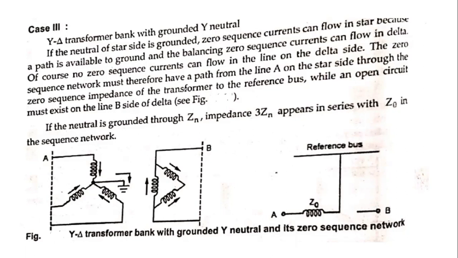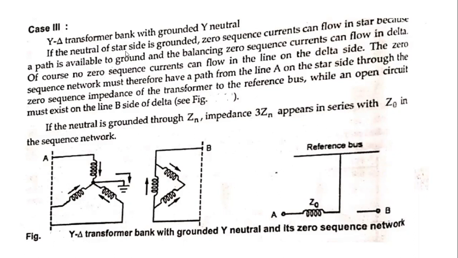But star means this is grounded. For that reason, we are connecting like this. This is the zero sequence reactance diagram: star-delta with star grounded. Remember, these are the equivalent zero sequence component diagrams.